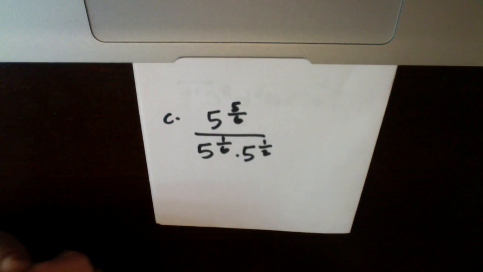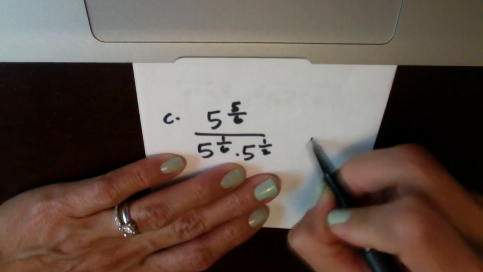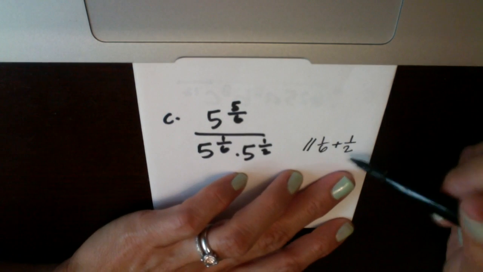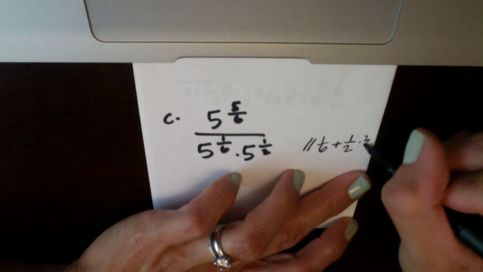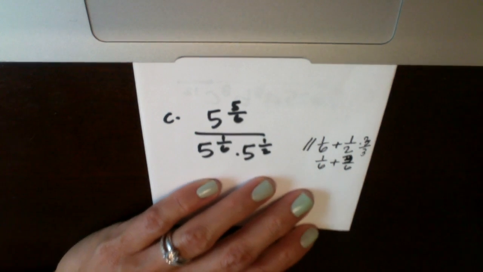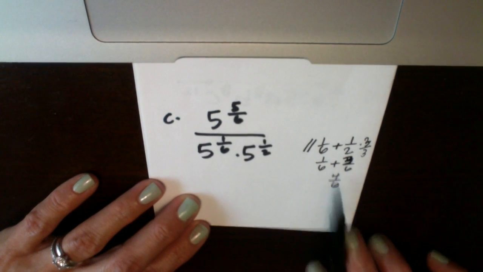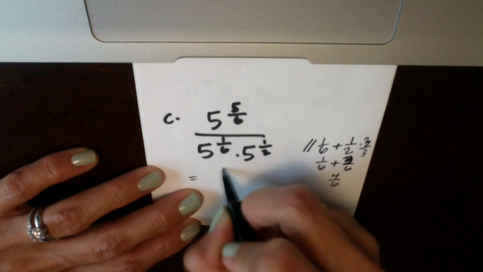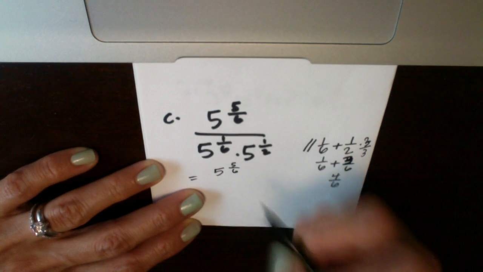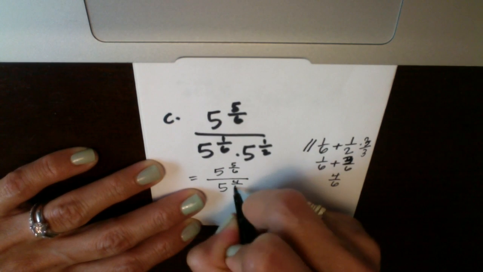5 to the 5/6 over 5 to the 1/6 times 5 to the 1/2. So this time I'm going to work in the denominator. 1/6 plus 1/2. To make common denominators, we'll times by 3/3. 1/6 plus 3/6. And so that's going to make a total of 4/6. Now normally I would simplify this, but looking back to this problem, in the numerator you have 5 to the 5/6. In the denominator we simplified and got 5 to the 4/6.